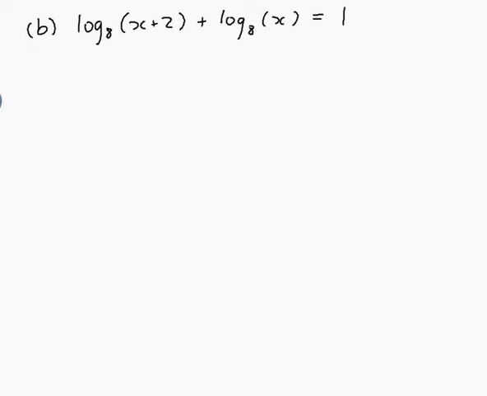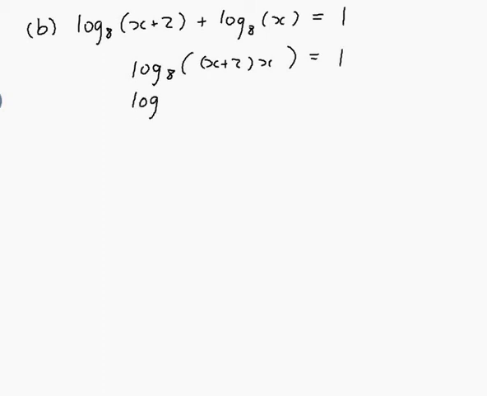Instead, I think I'll use my laws of logs to join these two logs into one log, and then I can do 8 to the power of. So my laws of logs tell me that addition between two logs becomes multiplication inside the logs as long as the two bases are the same, which they are. So this is going to become log base 8 of x plus 2 times x is equal to 1. And that there is an equation I can solve.